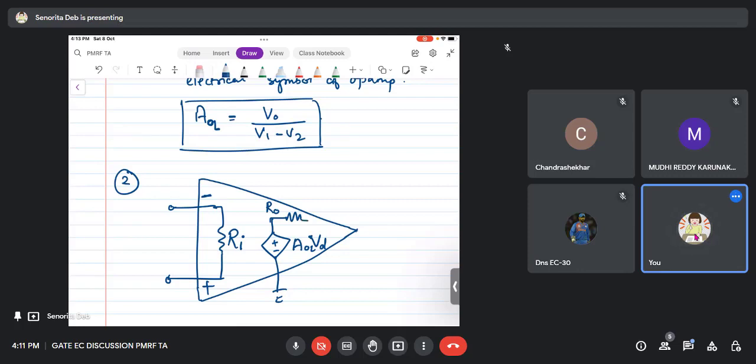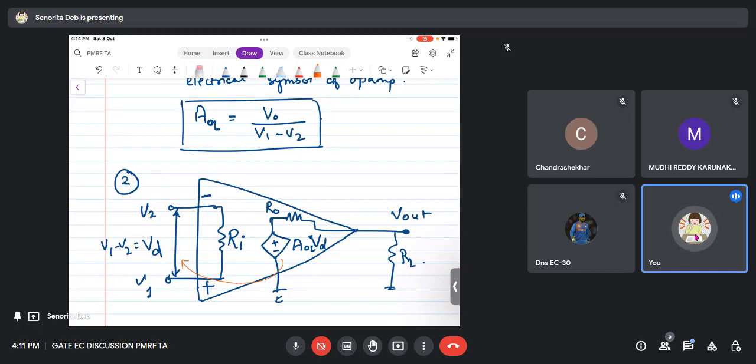Okay, and this is the output terminal as well. V out, and at V out you can attach anything outside. This is V2, V1, and the difference between these two, V1 minus V2, is referred to as VD. This dependent source is dependent on this VD. So this is the equivalent circuit.